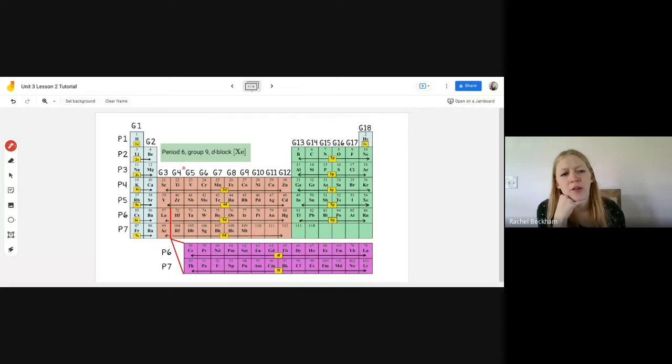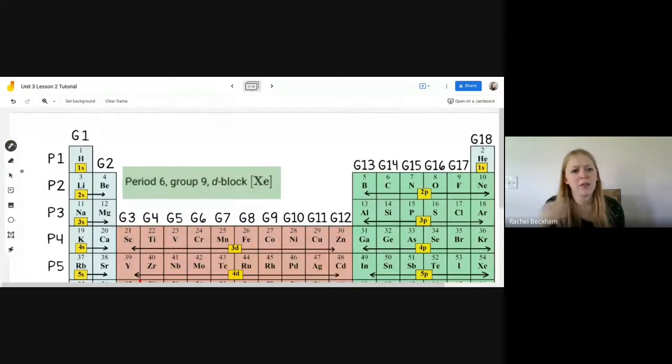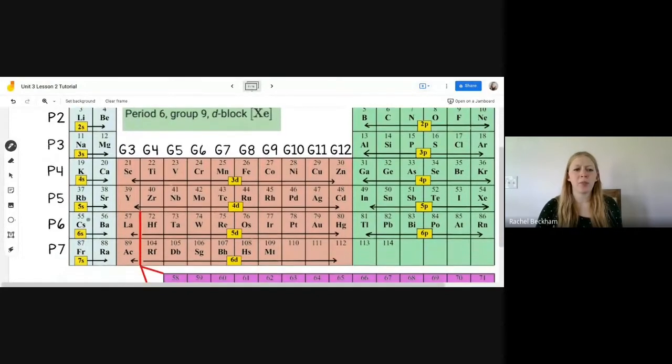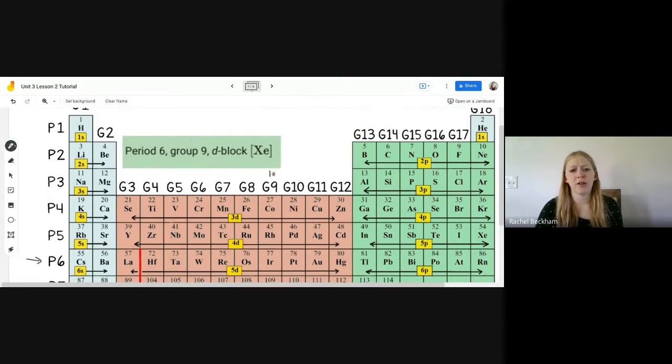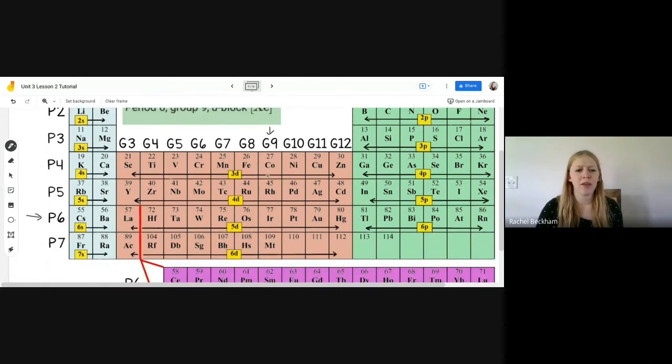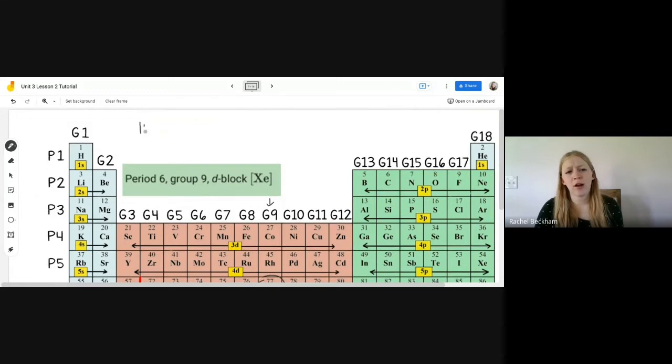Okay, so for our next problem here, it gives us the period, the group, and it asks us to write the electron configuration. So this is period 6, group 9. Okay, so what element is on period 6 in group 9 right here? What element would that be? When you scoot over like that, I'm seeing that it would be Ir, period 6 in group 9, right? So we need to write the electron configuration for Ir.